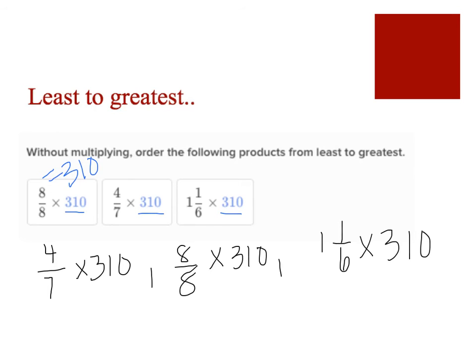So a fraction less than 1 is going to give me something smaller than 3/10. And then 1 and 1/6 is a fraction greater than 1, which means it's going to give me an answer larger than 3/10. So if I'm ordering them from least to greatest, this one is going to be the smallest. This one is going to give me the same answer, so it's going to stay in the middle. And this is going to give me a larger answer, so that's going to be the greatest.